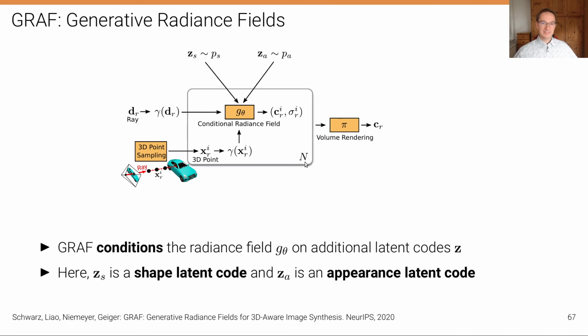Now what we add here is two additional latent codes. One is a shape latent code and one is an appearance latent code, that are also sampled from some standard distributions, normal distributions, and that are responsible for modeling the condition of the rendered image on the shape and the appearance of the object.